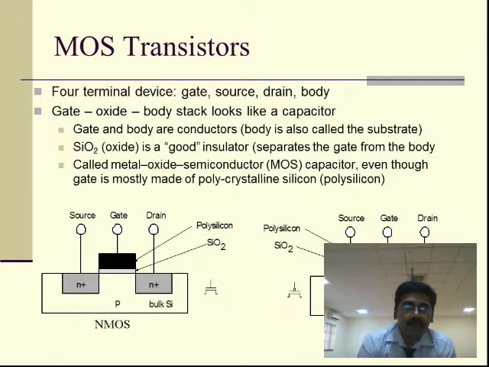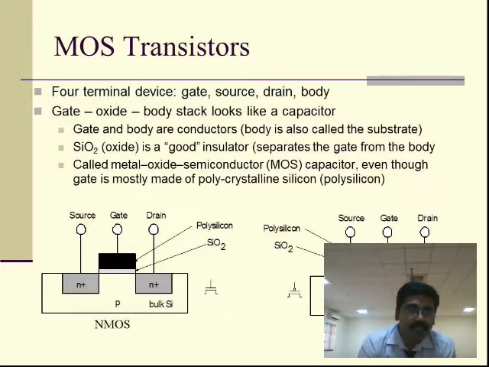Now there are two types of transistors we are going to see. One is the PMOS transistor, the other one is the NMOS transistor. In a PMOS transistor, the majority carriers are holes. In an NMOS transistor, the majority carriers are electrons. So let us take the NMOS transistor and see how it is constructed.